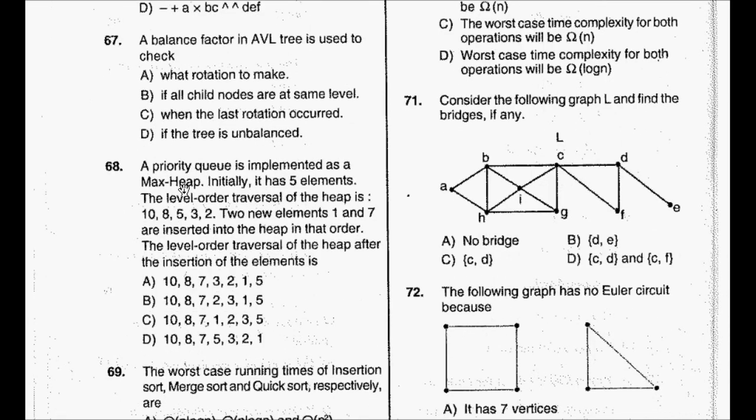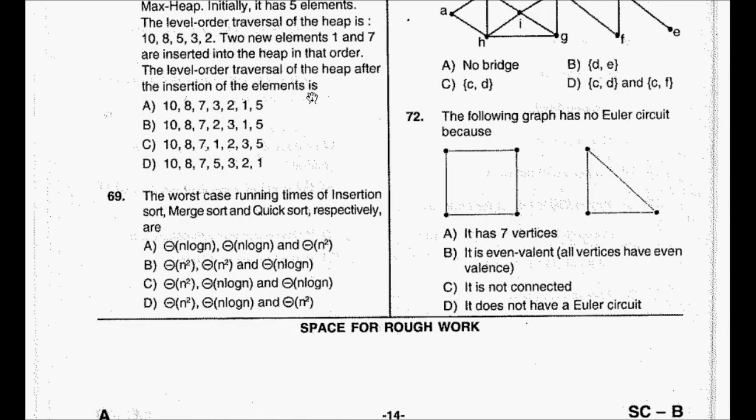एक प्रायोरिटी क्यू इम्प्लीमेंट करना है मैक्सी फॉर्म में, और 5 एलिमेंट्स हैं जिनका लेवल ऑर्डर ट्रावर्सल 10 8 5 3 2 है. 1 7 न्यू एलिमेंट एंटर किया है. सो व्हाट विल बी द लेवल ऑर्डर ट्रावर्सल? सो द लेवल ऑर्डर ट्रावर्सल ऑफ द हीव आफ्टर द इंसर्शन ऑफ द एलिमेंट्स.